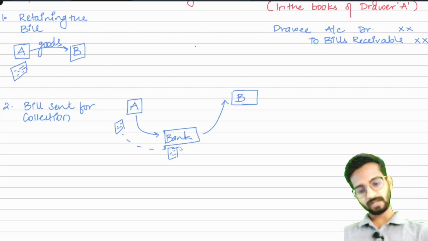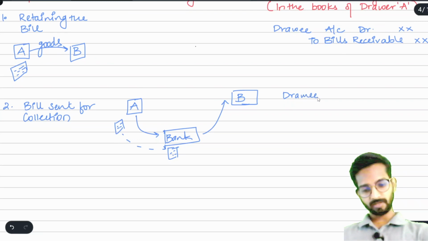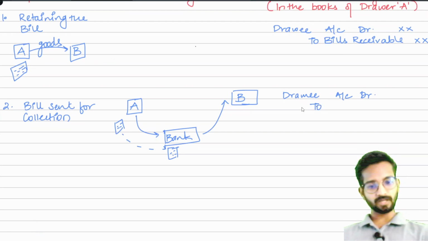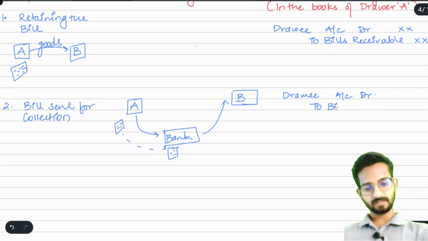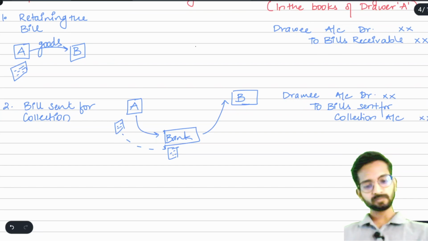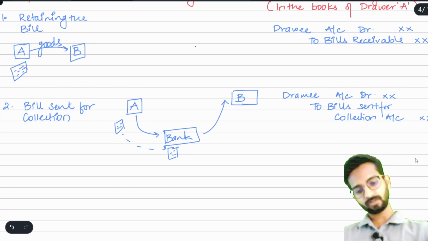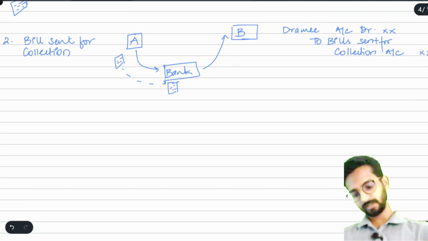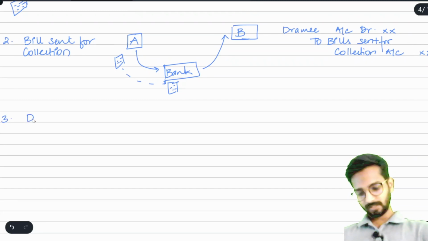So it means we have to take the money from B now. So again drawee account debit to, we cannot write bills receivable. Why? Because bills receivable we had already given to the bank for collection. So I will write it to bills sent for collection account. Very simple. Now see, what's the third point here? Third point is discounting of bill.